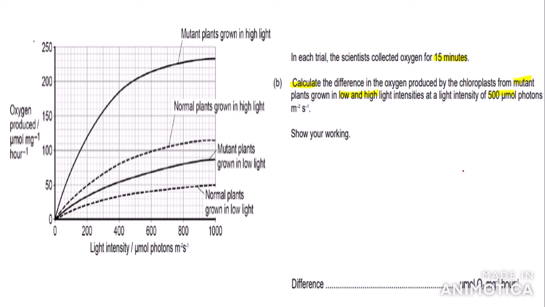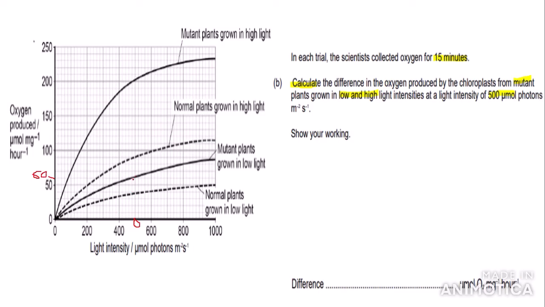So the first thing we need to do is to look at the oxygen produced in mutant plants in low and high light intensities at 500 micromoles. So first we need to look at the x-axis and read to where 500 micromoles is. So this is about here. So if we read up to first the mutant plants growing in low light, this is about here, and we read along, this is here. Now each square on this graph is quite hard to see, but it means 10 micromoles per milligram per hour. So we can say that this value here is 60.